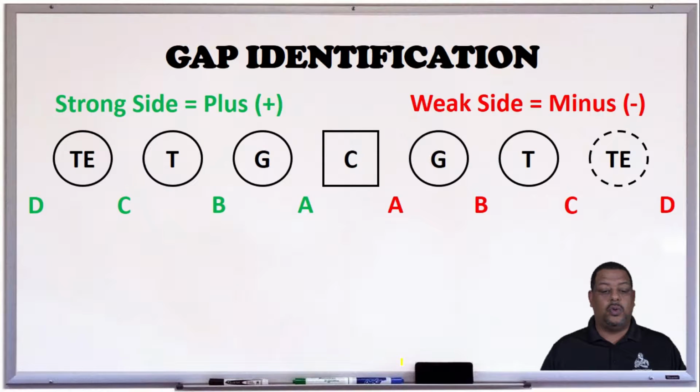So with that being said, the strong side is the plus side. That's the A, B, C, D. And then the weak side, having red, is the minus A, B, C, and D.